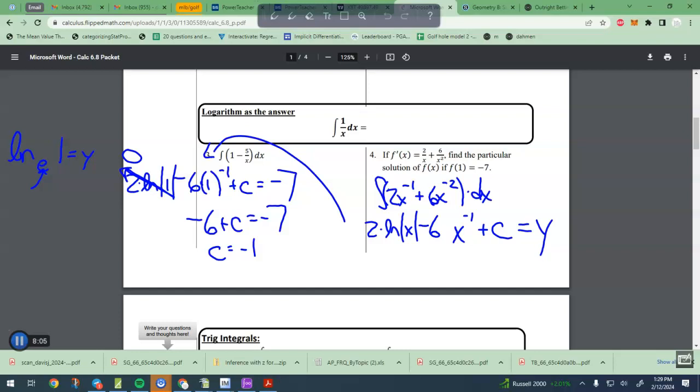And then you just gotta put it back in. So I'm rewriting that this was the general solution, but I can write the particular solution now because I know what c is. So that would be the answer that they want, the particular solution.